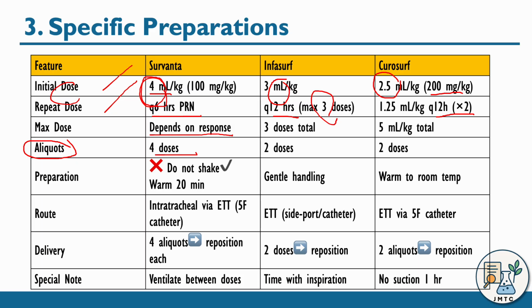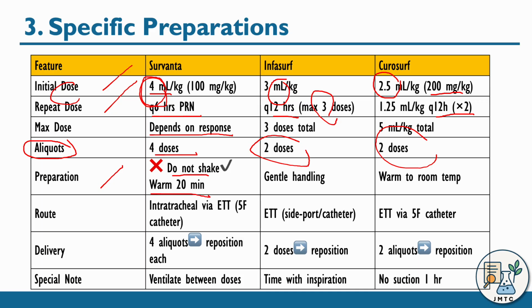So, for Surfanta, that's 4 doses. Sa Infasurf, that's 2 doses, ang aliquots niya. And Curasurf, 2 doses din. So, another important thing to remember is the preparation of each surfactant. So, ang important for Surfanta, you do not shake it, but you need to warm it for 20 minutes.